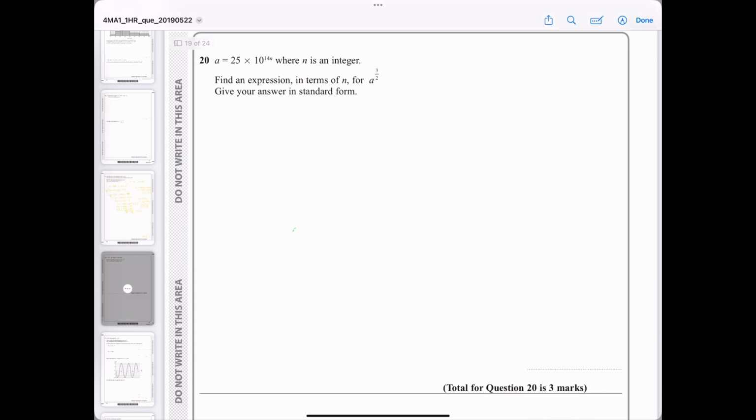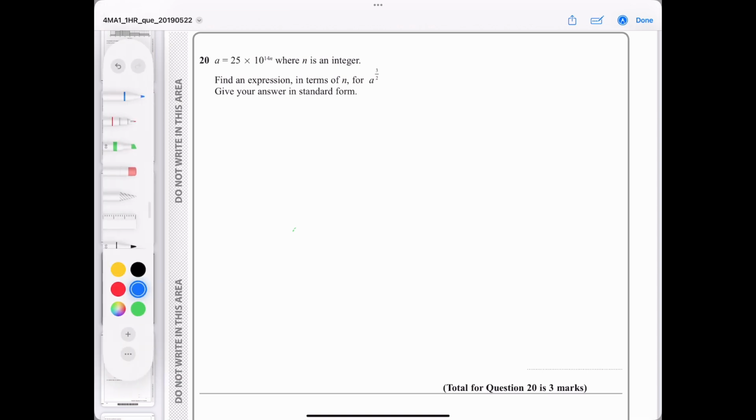Okay, so this says a equals 25 times 10 to the power 14n, where n is an integer. Find an expression in terms of n for a to the 3 over 2. Oh, we've got to give our answer in standard form. I would have completely forgotten to do that. So a to the 3 over 2 would be a to the half, cubed. And the way we could represent that is the square root of a, cubed. So that means we basically need to do that.